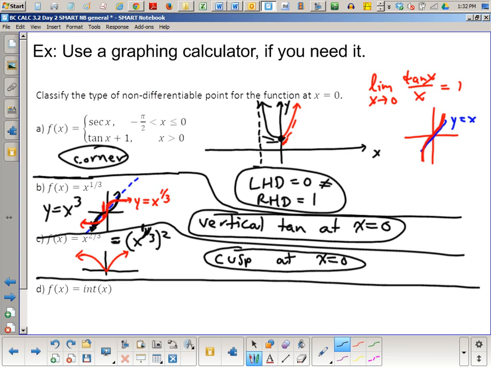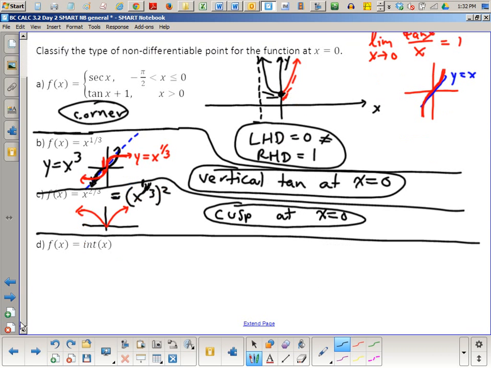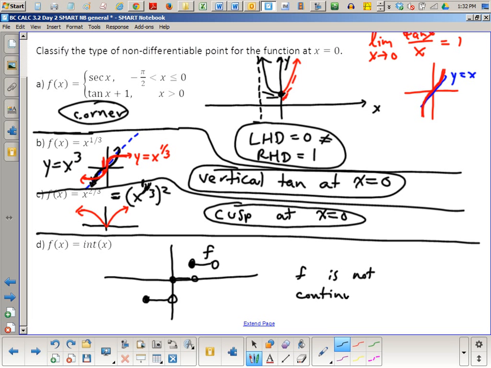Okay, and then int x, that one you should know. But the function looks like this. I don't want to draw too much because we're only interested in x equals 0 if you read the instructions. This is the easiest one of all. Why is this function not differentiable at x equals 0? It's not even continuous. Right. So f is not continuous at x equals 0. So you'll be doing this tonight, okay? Some of this stuff. Try not to use your graphing calculator tonight. Tomorrow night you'll get a chance to use it a lot.